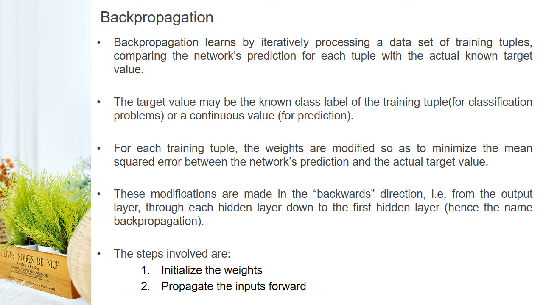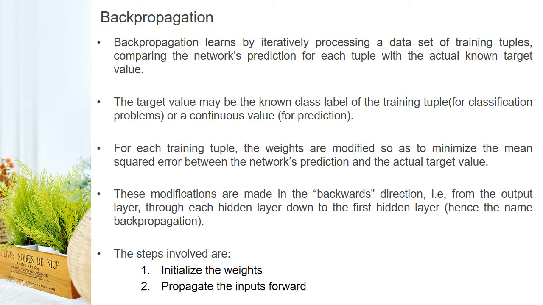The target value may be the known class label of the training tuple for classification problems, or a continuous value for prediction. For each training tuple, the weights are modified so as to minimize the mean squared error between the network's prediction and the actual target value. So the weights are usually modified.